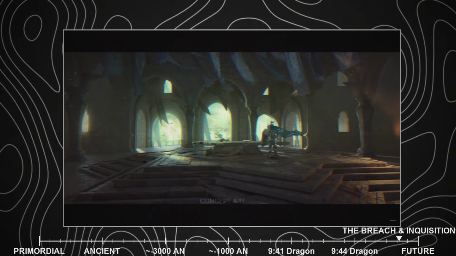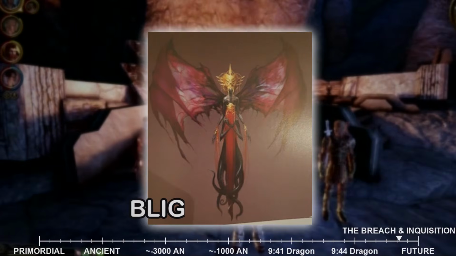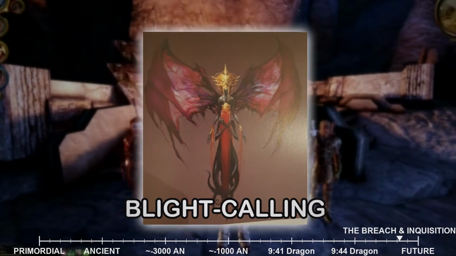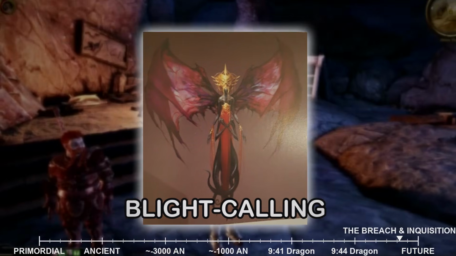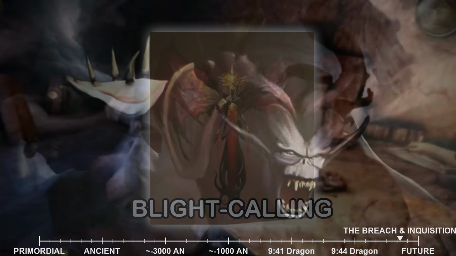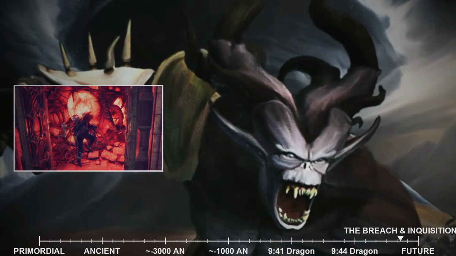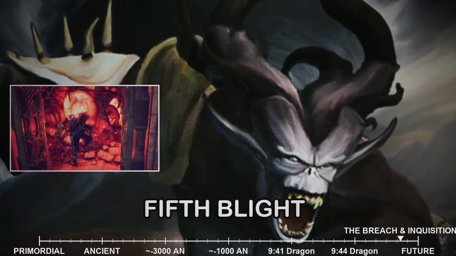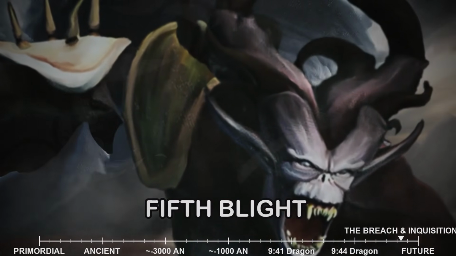He had manipulated them into performing a ritual, a blight calling, that would summon an unprecedented number of darkspawn and, more terrifyingly, an archdemon, a corrupted old god long thought to be extinct. This ritual, if successful, would unleash a Fifth Blight, an apocalyptic event that would devastate Thedas and serve as a distraction for Corypheus's true objective.